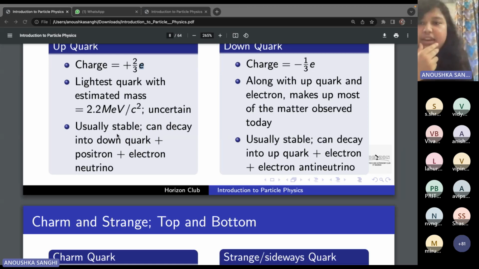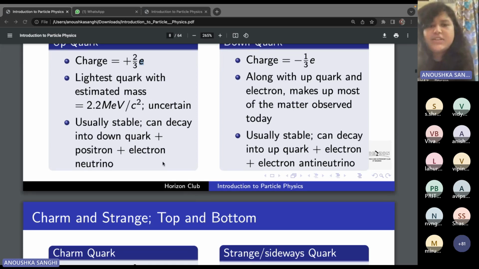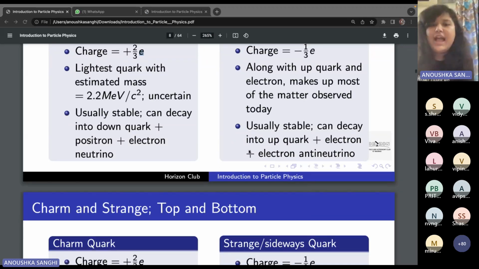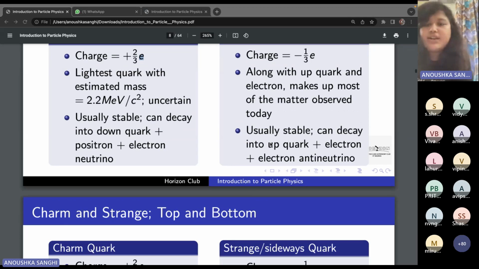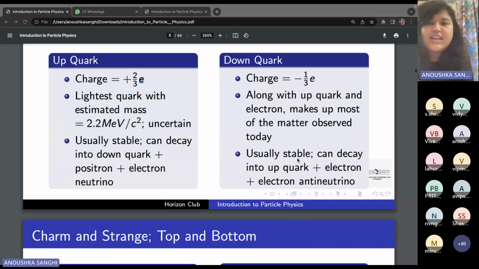So these are the mass values which are written. These points are important; you should keep them in your mind. The up quark is usually stable and can decay into a down quark, a positron and an electron neutrino. And again, the down quark can decay into an up quark, an electron and an electron anti-neutrino.